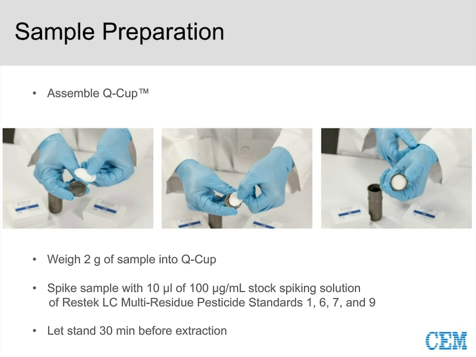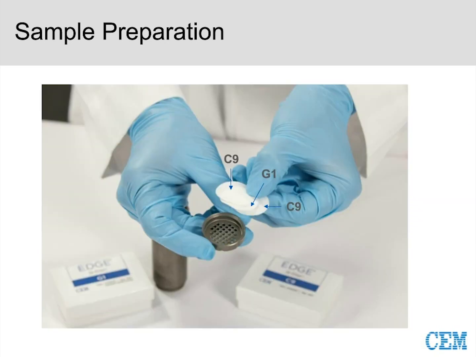So the Q disc that we recommend for this particular application is our G1 Q disc. This is a glass fiber Q disc that filters at sub 0.5 microns, so you can go directly to analysis. But as you see there, it's not just the G1 I have pictured, but two C9s, and a C9 is a cellulose Q disc. Here at CM, we offer a wide variety of different types of Q discs at different types of materials and porosities.